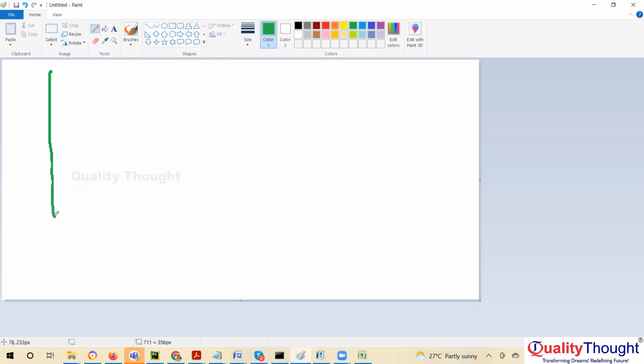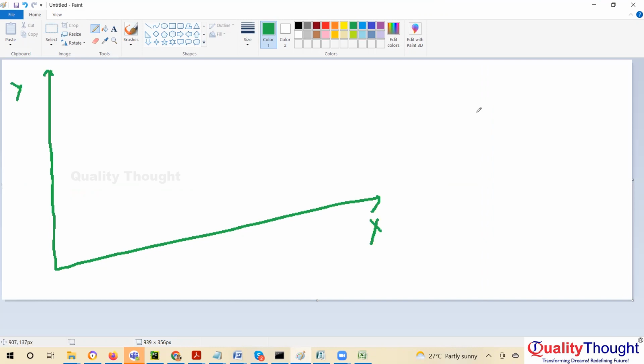Okay, it needs two values, one on the x-axis, one on the y-axis. The simple example is, let's say we have a table with two columns, A and B. On A, you have the number of hours you study. And on B, you have marks obtained, let's say.